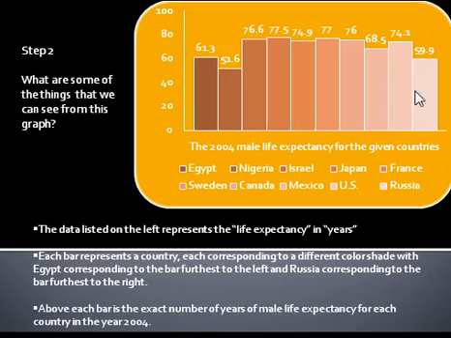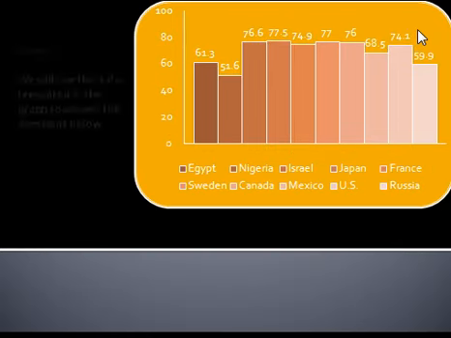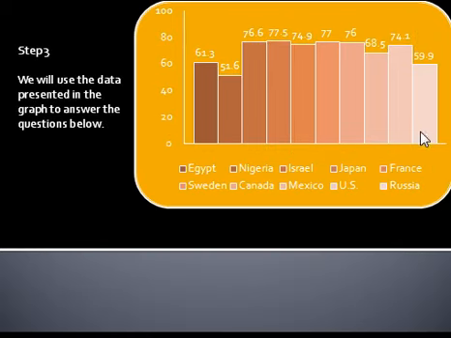Above each bar is the exact number of years of male life expectancy for each country in the year 2004. For example, the U.S. has a male life expectancy of 74.1. We will use the data presented in the graph to answer the questions below.